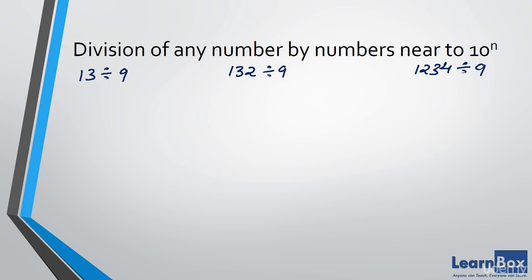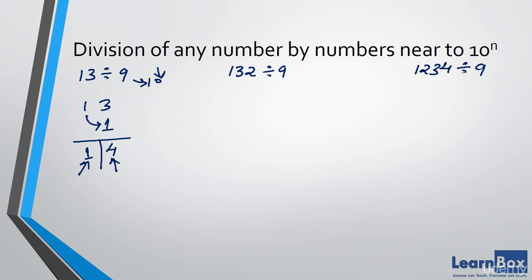What is important to note here is that 9 is a single digit number with a base of 10, and 10 has only 1 zero. So the remainder will only be of 1 digit and it will be less than 9. So we'll divide this. Just we'll write 1 here. So this becomes 4 and this becomes 1. This is the answer. 4 is the remainder, 1 is the quotient.